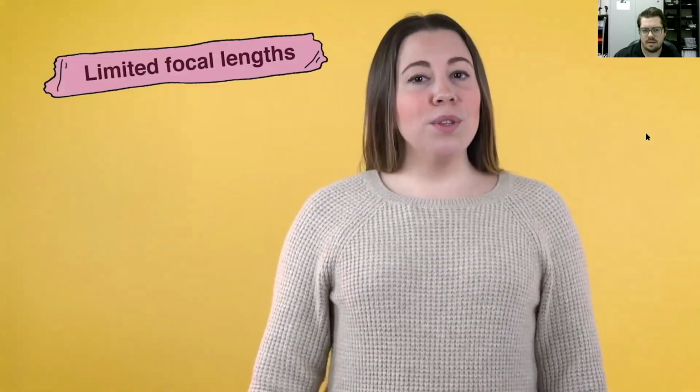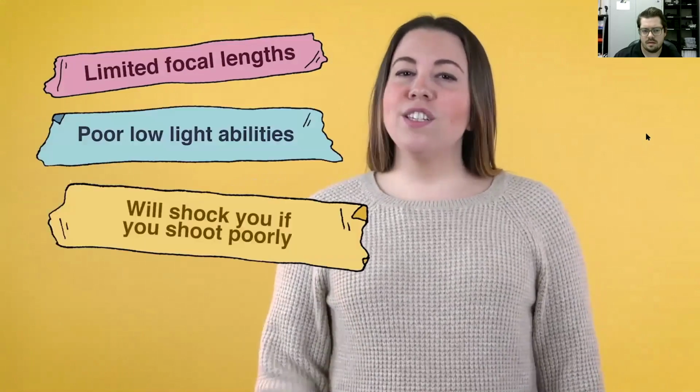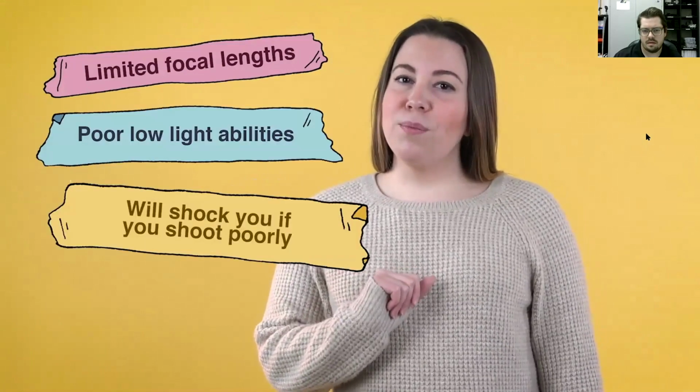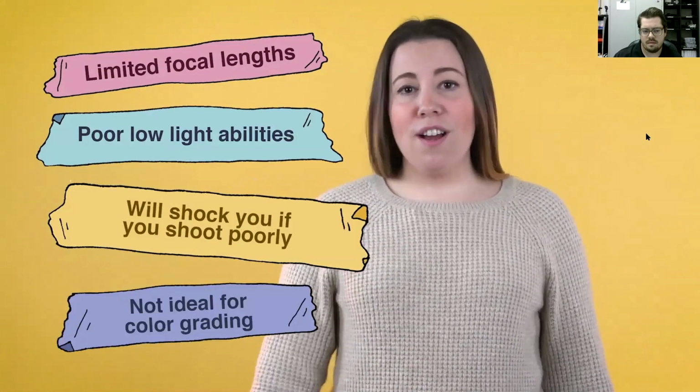In choosing to create a video with your phone over a professional camera, there are some trade-offs. You're stuck with the focal lenses that are built into your phone. They shoot poorly in low light. They send a small shock through your body if you shoot something poorly. And the footage isn't great for color grading later on. One of those statements isn't true.